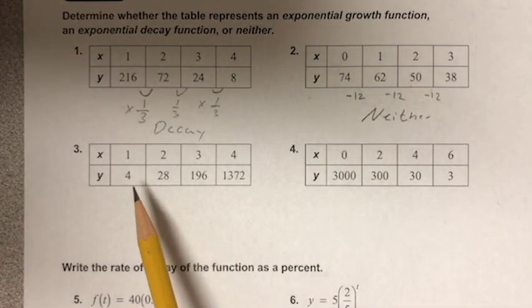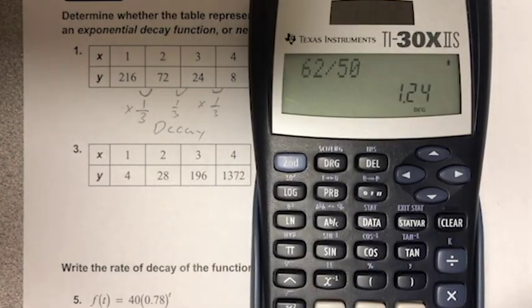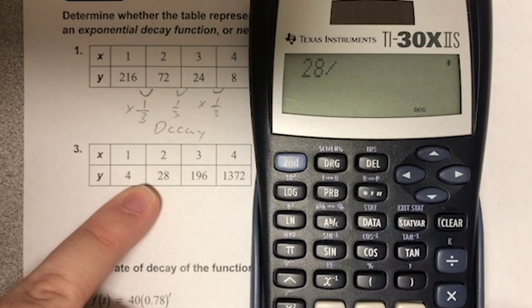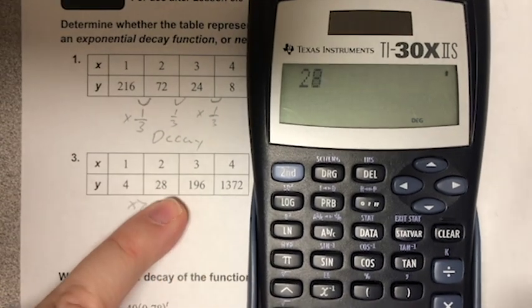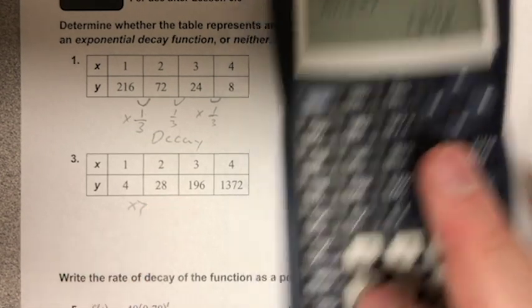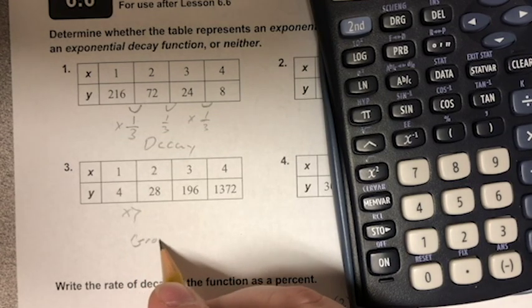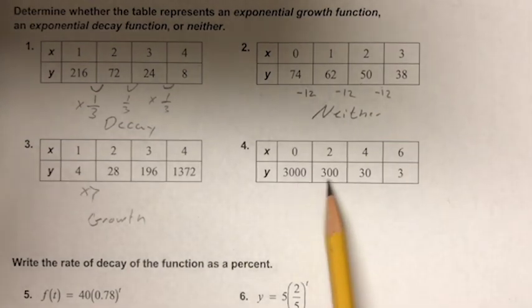Same concept here. So right off the bat, we notice it goes 4, 28, 196, 1372. So you should realize, hey, this is not a decay, but let's see if it is a growth. Let's find out the difference between them. That's saying that there's a difference of times 7. So 28 times 7 gives me 196, times 7 again gives me 1372, yep. So this would actually be exponential growth. Looking at the last one, right off the bat, you see that it's going down.